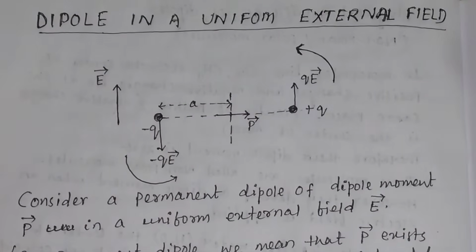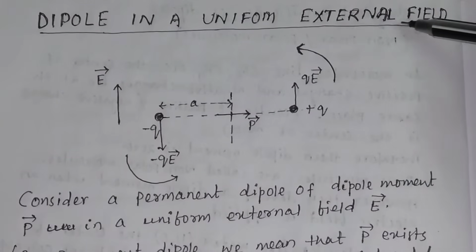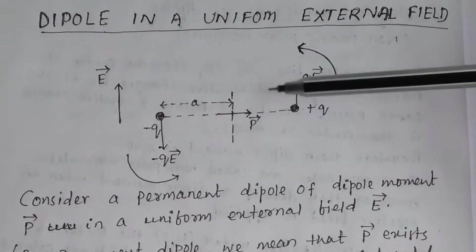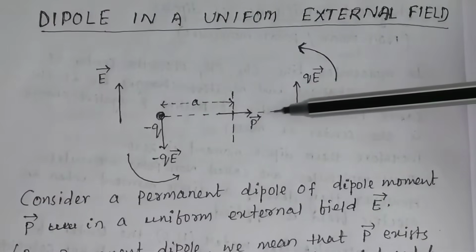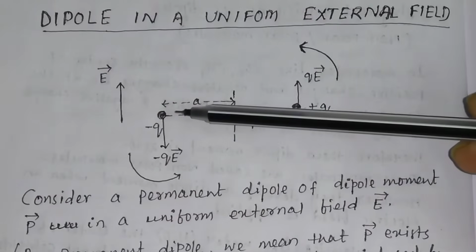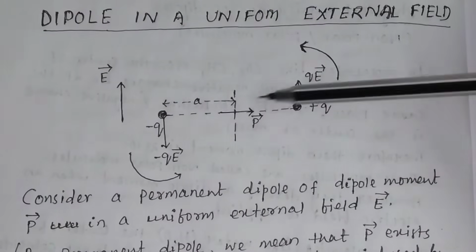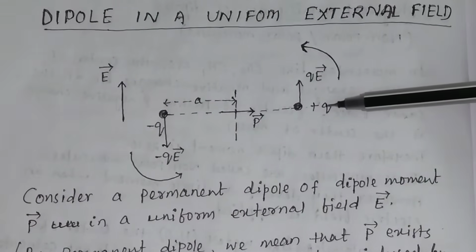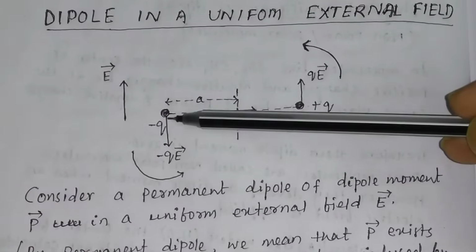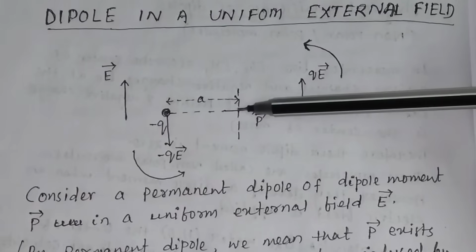Today we will discuss the dipole in a uniform external field. Consider this dipole having charge minus q and plus q. The dipole moment is p vector. The direction of the dipole moment is from minus q to plus q. The length of the dipole is 2a, so half of the length is equal to a. This is the center of the dipole.